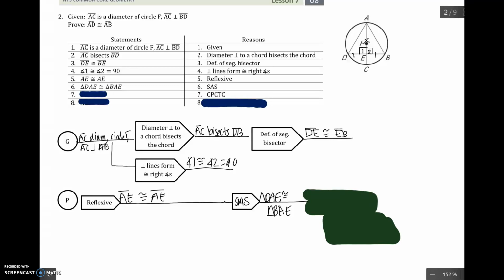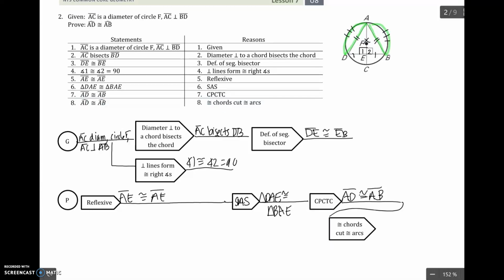And so CPCTC is only to prove sides and angles of those triangles are congruent. Since we're trying to prove arcs, we're not done with that point. So we have to pick the thing for CPCTC that will help us get to arc AD and arc AB. So what we're going to pick is the chords that cut them. So we're going to say that segment AD is congruent to segment AB by CPCTC. And then since congruent chords cut congruent arcs, if these segments are congruent, the chords have to be congruent as well. So we're going beyond CPCTC with a circle rule. Once we get the segments, we can use them to get the arcs.